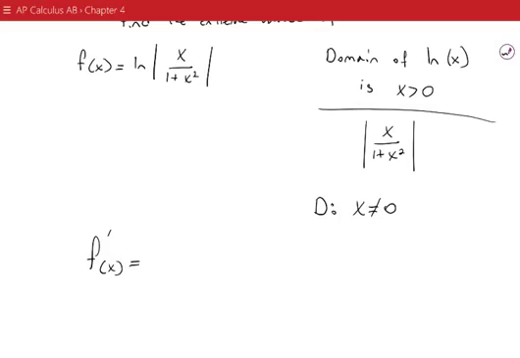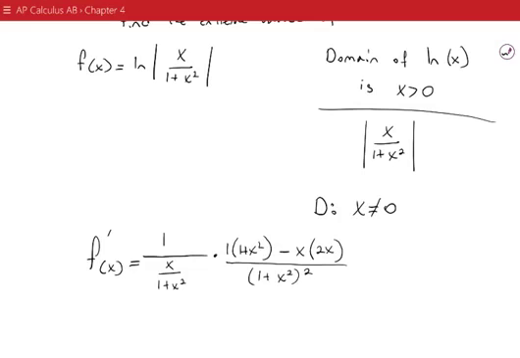The derivative of the natural log would give us 1 over our function. So we're going to have, in this case, 1 over x over 1 plus x squared. And then we need to take the derivative of the inside, and that's going to be the quotient rule. So we're going to have derivative of the first thing, so that's x times 1 plus x squared minus x times the derivative of the second thing, and that's going to be 2x, all divided by the bottom squared, so that's 1 plus x squared, the quantity squared. So that's the chain rule. First part here was the derivative of the natural log, and the second part was the derivative of the inside function using the quotient rule.